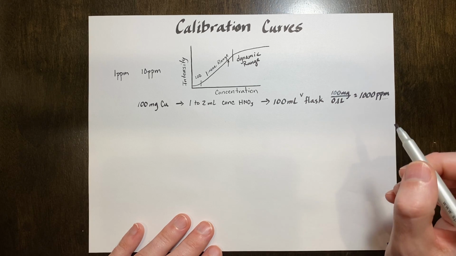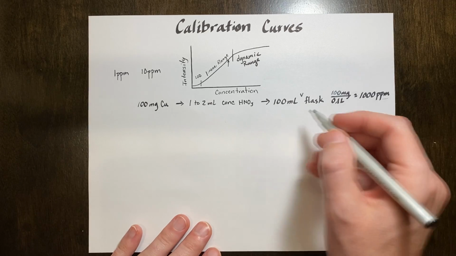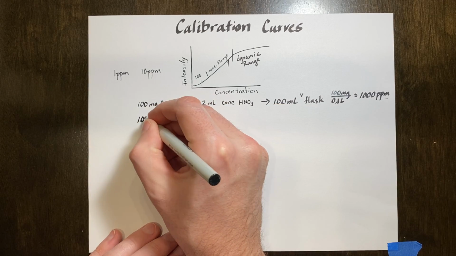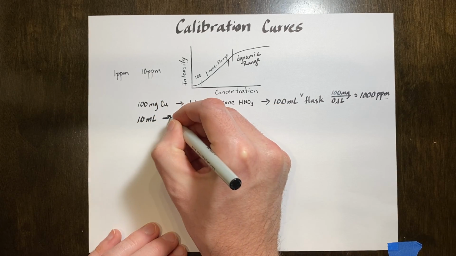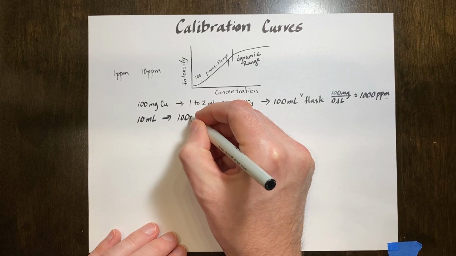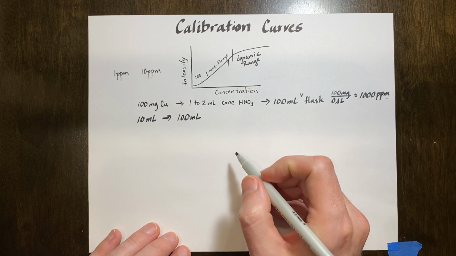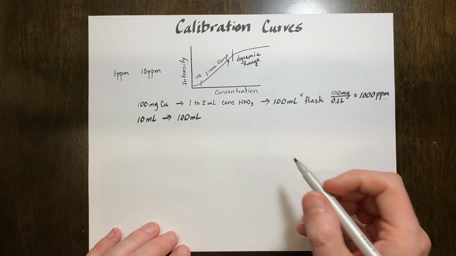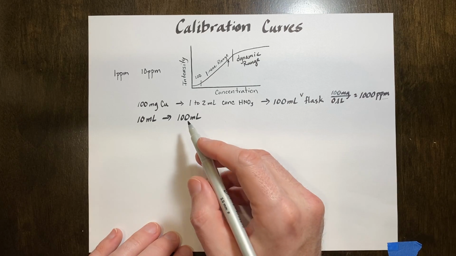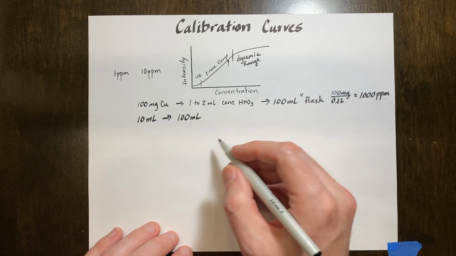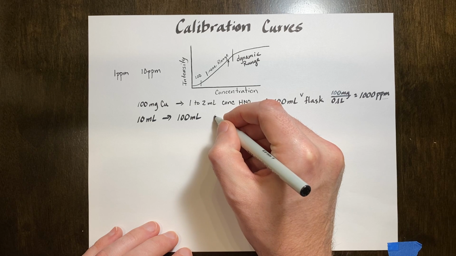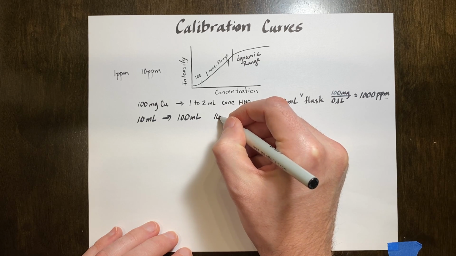Next, I will dilute that solution by taking 10 milliliters of it and diluting it into 100 milliliters using a serial dilution. Now this will dilute it by 10, so I will have a 100 parts per million concentration.